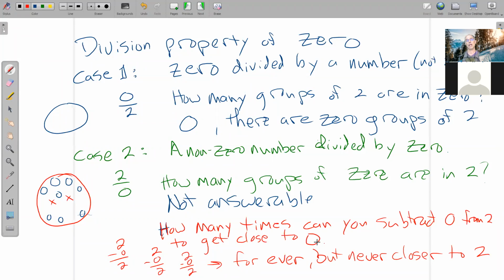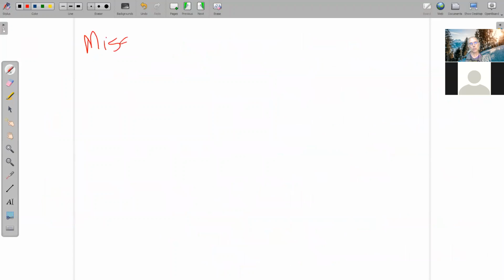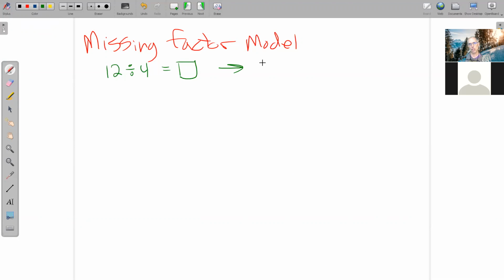Here's, I think, the best reason why you can't divide by 0, and that's by using that missing factor model. I'll just remind you of what that was. Missing factor model, let's say for 12 divided by 4. So 12 divided by 4 equals what? We translate that backwards as multiplication. What times 4 is equal to 12. And then we can say, oh yeah, 3 has got to be the number.